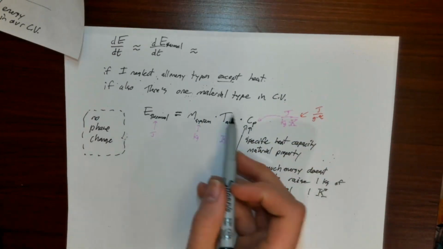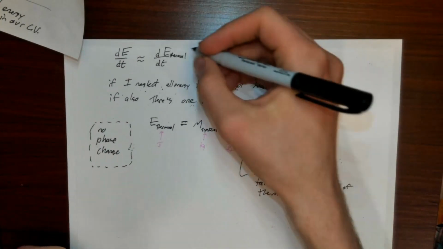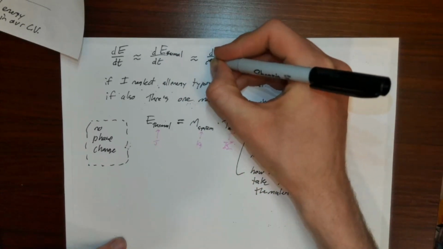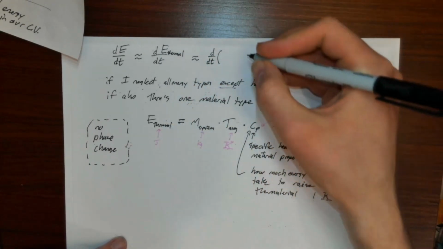But what can I do? I can take this and plug it in here. So the time rate of change of thermal energy would basically be the time derivative of this product of 3 terms.